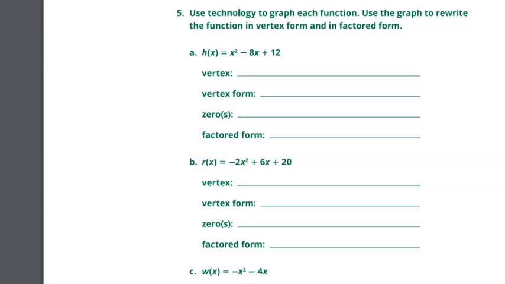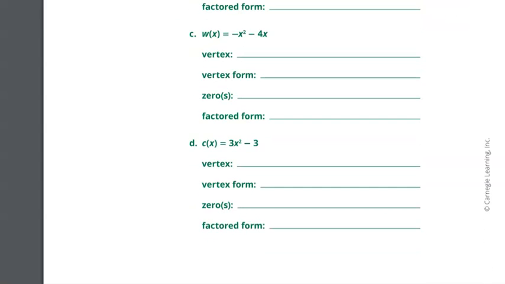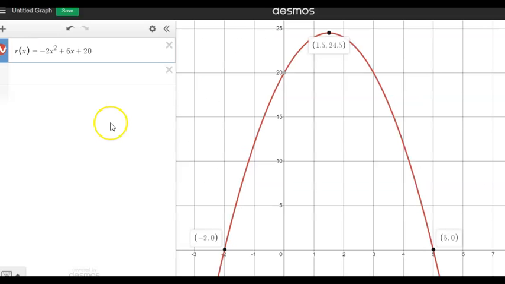On the next page, you're asked to use technology, your Desmos graphing calculator, to graph each function, and then use that graph to rewrite the equation in vertex form and in factored form. I will show you part B as an example, and then I would like for you to complete A, C, and D yourself. Okay, looking at the function r of x is equal to -2x squared plus 6x plus 20.